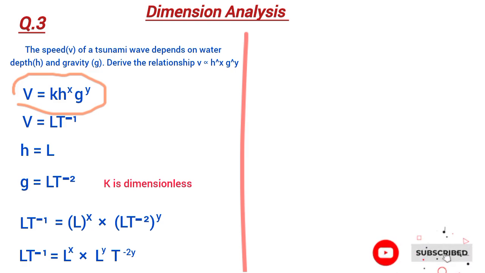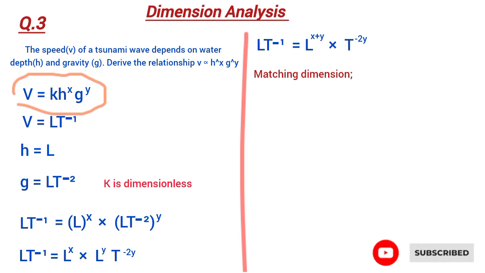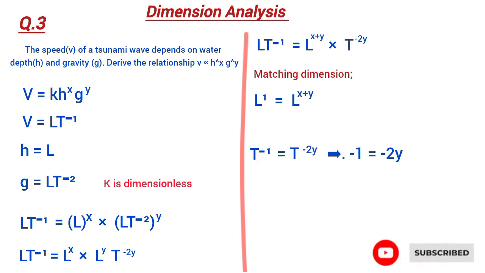Simplifying the right hand side of the equation by applying the laws of indices, we have LT raised to minus 1 is equal to L raised to x plus y T raised to minus 2y. Matching the dimensions, we have L raised to 1 is equal to L raised to x plus y, and we have T raised to minus 1 is equal to T raised to minus 2y. Equating the power here, we have minus 1 is equal to minus 2y. Making y subject of this equation, we have y is equal to 1 over 2.